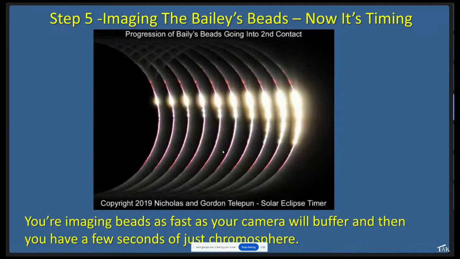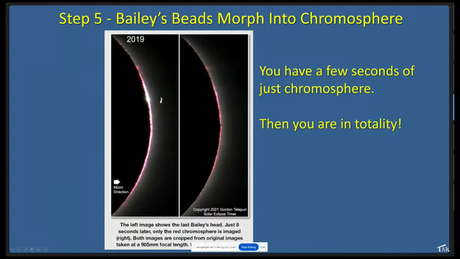So when my app says remove your solar filter, you remove your solar filter and you just start taking pictures as quickly as you can. All this sequence of late diamond ring into the last Bailey's beads happened over about 9 or 10 seconds. So you have to take images as fast as your camera will buffer, and you worry about them later. Then you'll catch the last Bailey's beads, and then you'll get a couple of pictures of chromosphere, and then you're into totality. So now totality is easy.